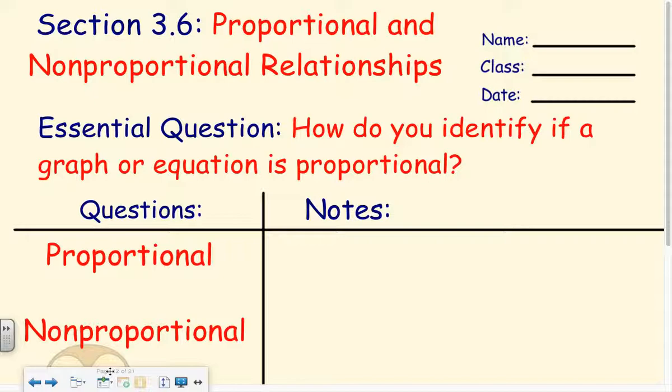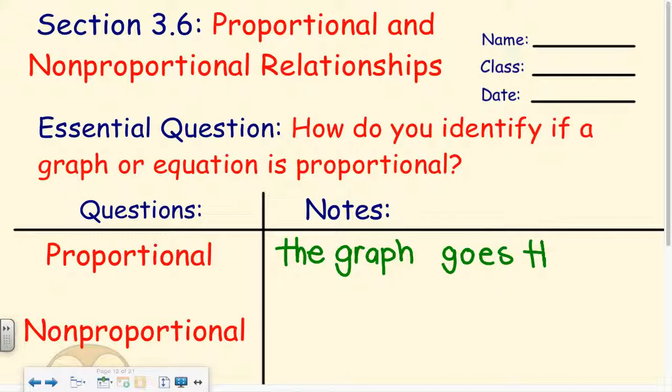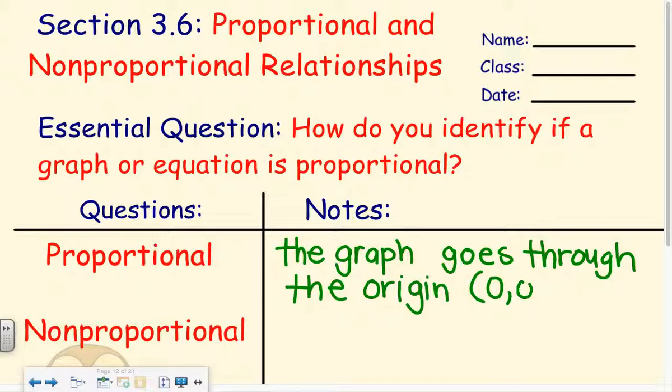Section 3.6, proportional and non-proportional relationships. Essential question: How do you identify if a graph or equation is proportional? Something is proportional if the graph goes through the origin. Now remember that the origin is the coordinate point 0, 0.